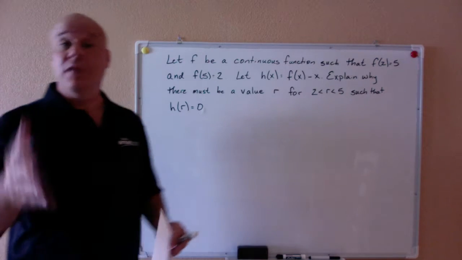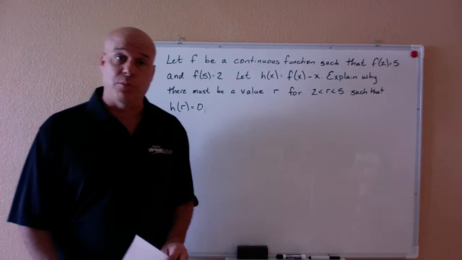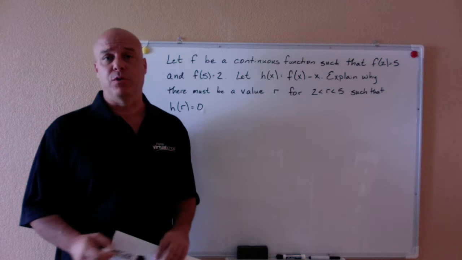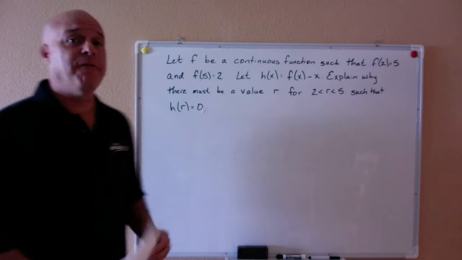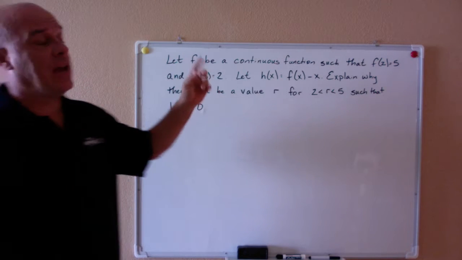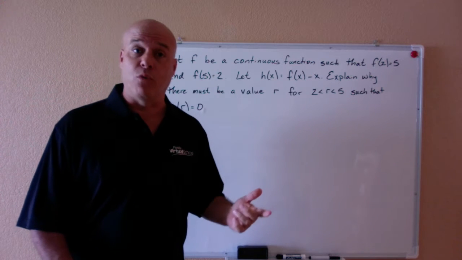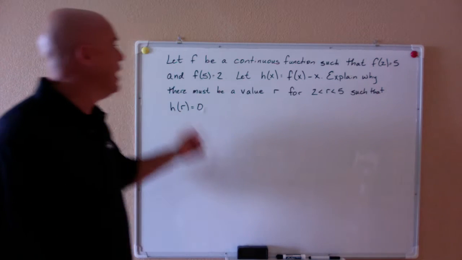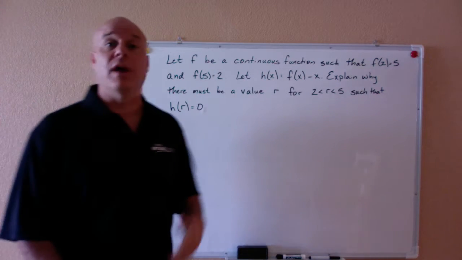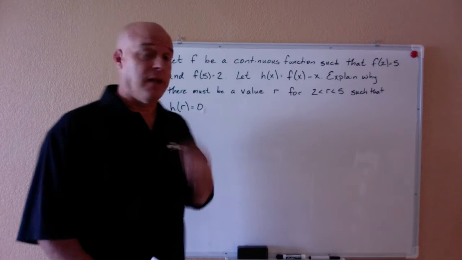Hi. So now we're going to be looking at an intermediate value theorem problem from a previous AP exam as well. This time we're told that f is a continuous function such that f of 2 equals 5, so I have one ordered pair, the ordered pair (2, 5), and f of 5 equals 2, so I have another ordered pair, the ordered pair (5, 2).